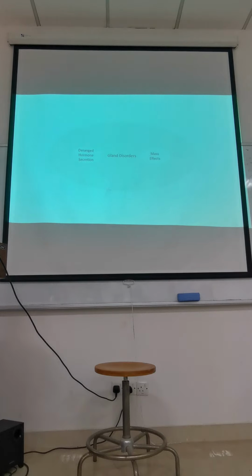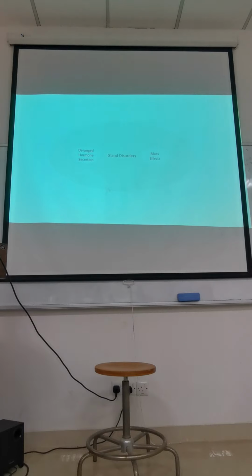It can be both. Meaning a bigger gland is also producing too much hormone. That is also possible, right? It is also possible that the gland is not bigger, it's producing too much hormone. It is also possible that a gland is getting bigger but is not secreting any hormone, right? So any combination is possible. Only deranged hormone is also possible. Only mass effect is also possible, and a combination is also possible, right? So that is what it is.